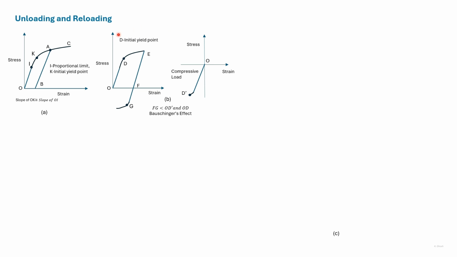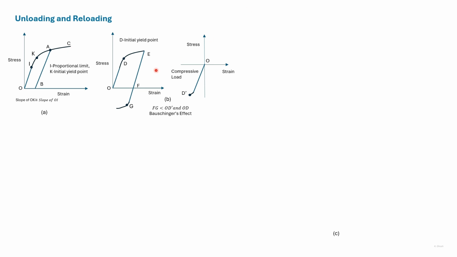Let us consider the case where the element is unloaded at A. It will then pass through A, B. It will lose its elastic strain but still have the plastic strain, which is given as OP. If we reload the element, then it will pass from B to A to C. A is its new yield point and its yield stress is higher than the previous yield stress.